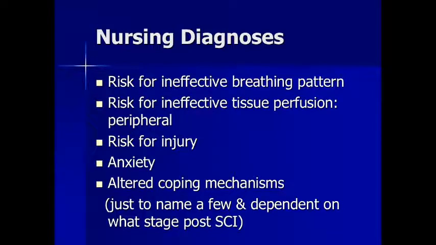So now, what are some of the nursing diagnoses associated with spinal cord injuries? Number one, ineffective or risk for ineffective breathing pattern related to interrupted spinal cord impulses. We can also have ineffective airway clearance. We can have a risk for decreased cardiac output related to loss of vascular tone secondary to spinal cord injury. We might have impaired physical mobility related to loss of muscle control below the level of the spinal cord injury.